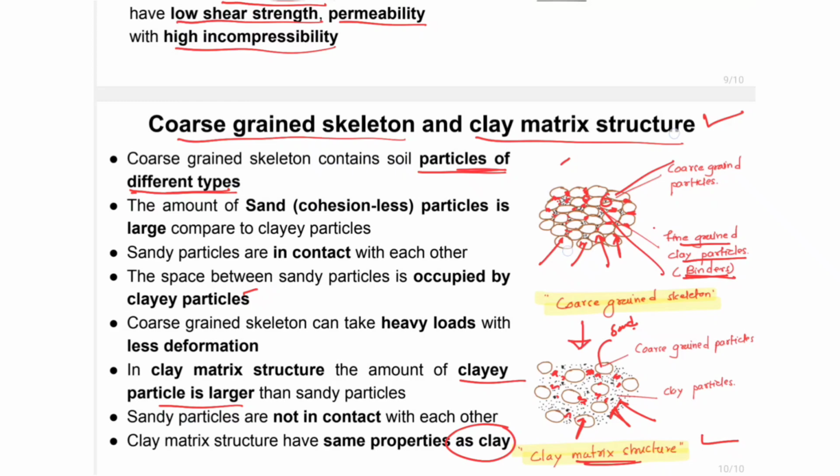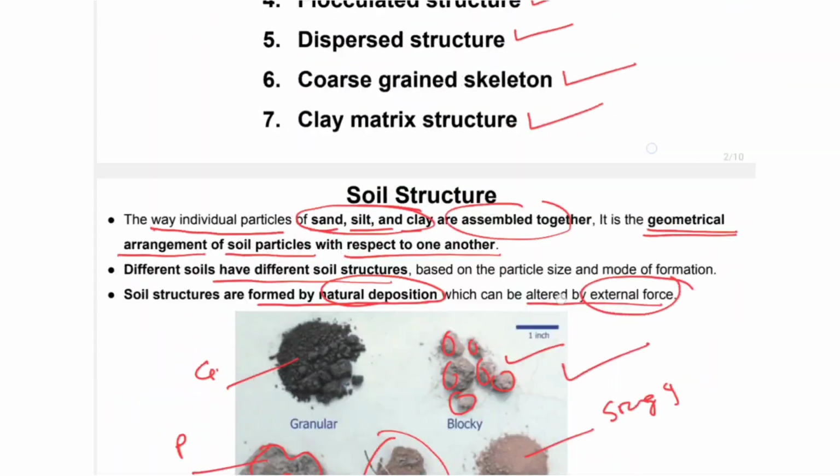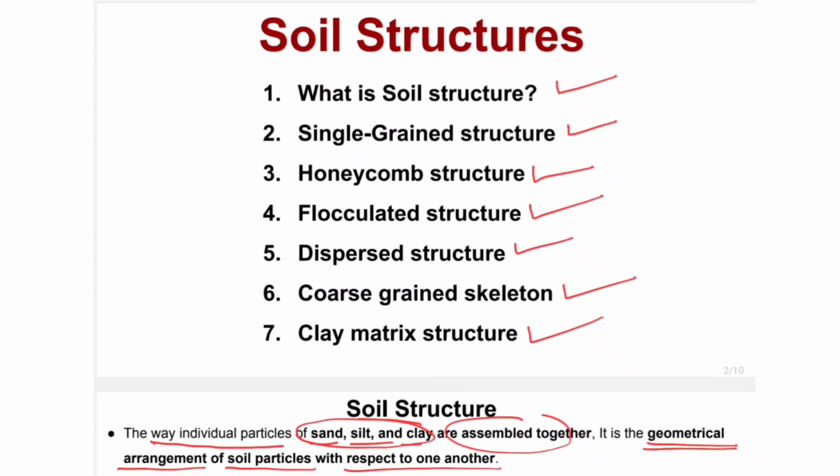So today we have seen the different soil structures. First we have understood the different types of soil structure. Then we have also seen the single grain structure, honeycomb structure, flocculated structure, dispersed structure, coarse grain skeleton, and clay matrix structure. Okay, thank you.